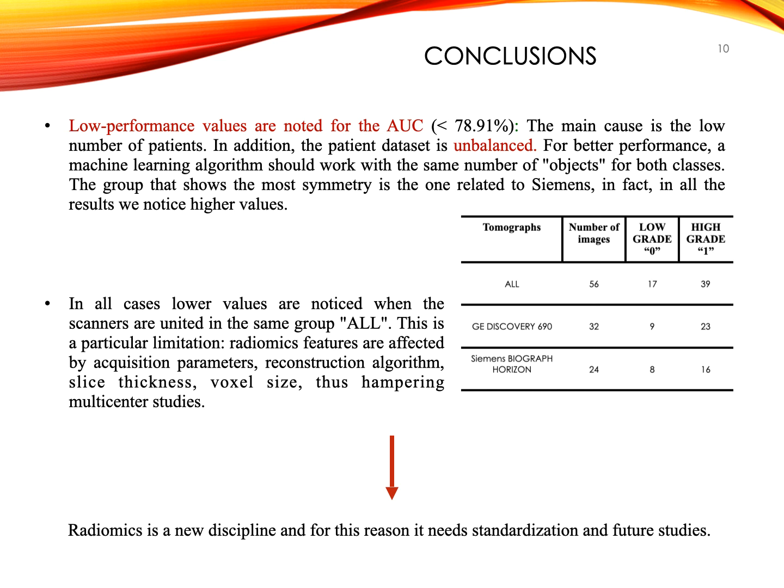This is a particular limitation of radiomics. In fact, the features are influenced by acquisition parameters, reconstruction algorithm, slice thickness, voxel size, thus hindering multicenter studies. Radiomics is a new discipline, and for this reason it requires a standardization that involves the implementation of a defined procedure, including a post-extraction correction, which is applied directly to the extracted features. This could allow for easier comparison of features from retrospective or multi-center data across different scanners.